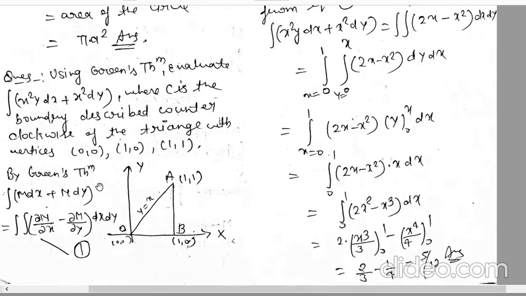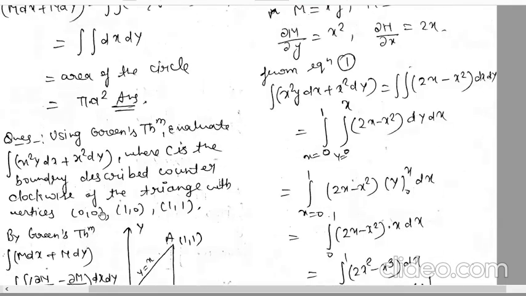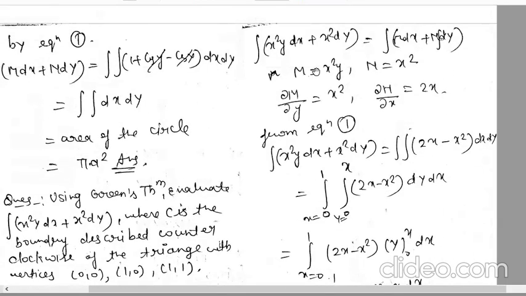Now, by Green's theorem, the integral of m dx plus n dy is equal to the double integration of del n upon del x minus del m upon del y dx dy. This is your first integral. Now you can see that this is your given integral, and you can compare with the left hand side. So you will get m is equal to x square y and n is equal to x square, right?